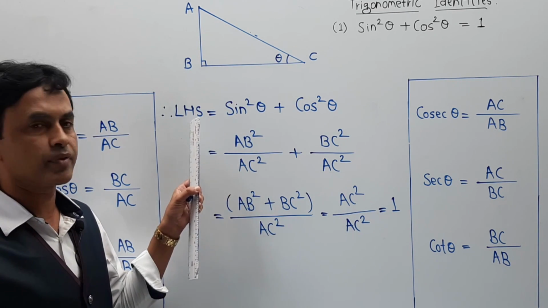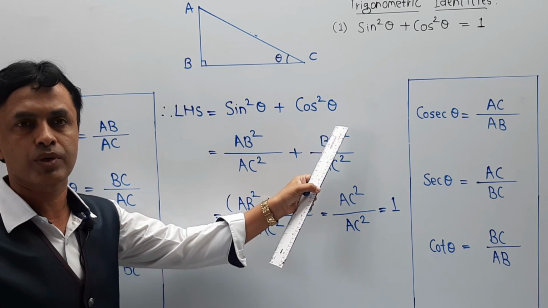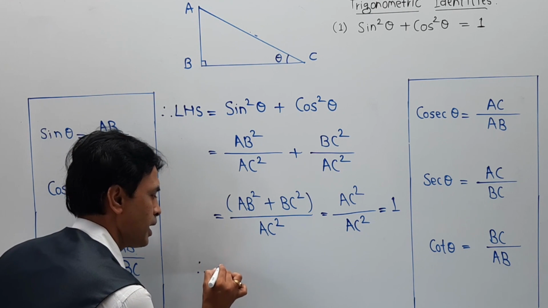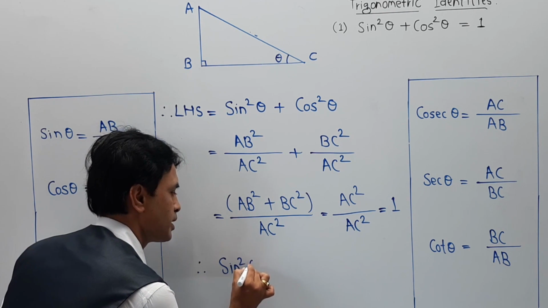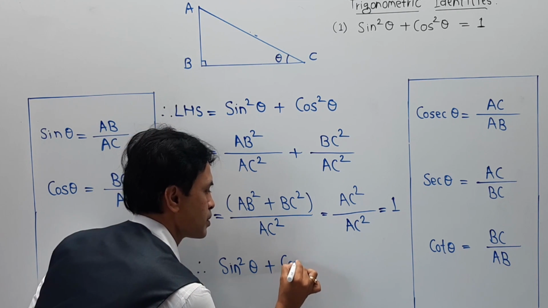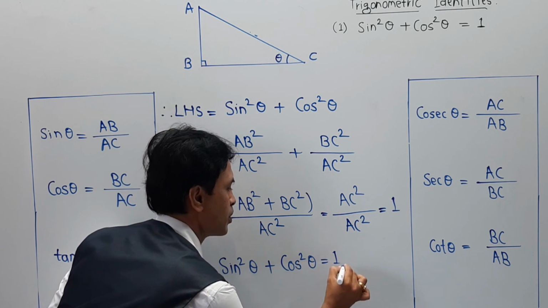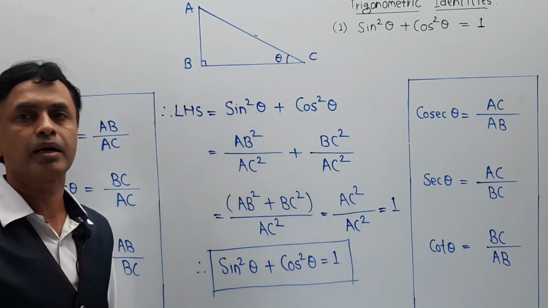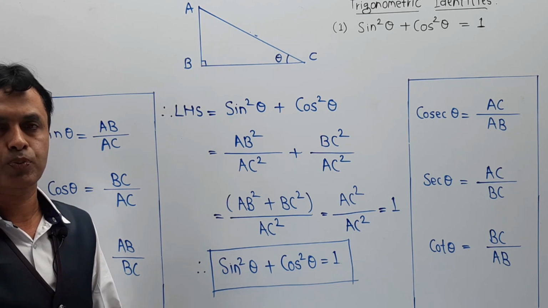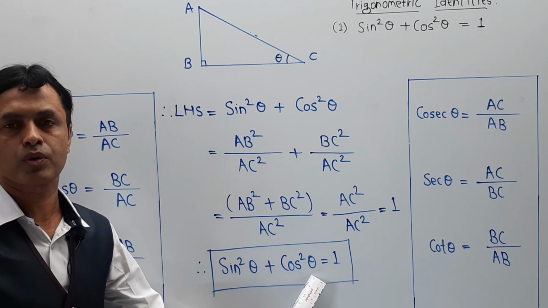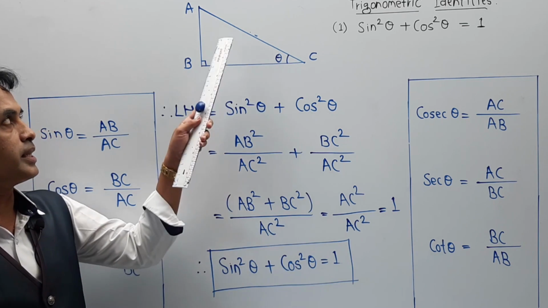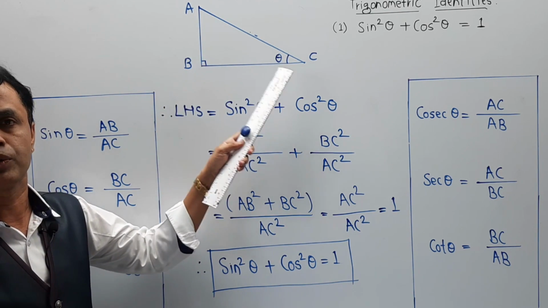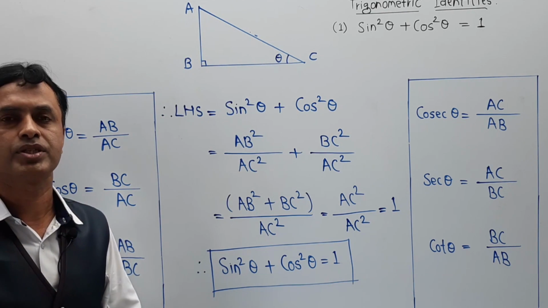So as you started from the LHS, sin square theta plus cos square theta, you are coming to the conclusion that it is 1. So in this way we write the property: sin square theta plus cos square theta is equal to 1. And this is your fundamental property, or you can say fundamental identity. So your property is proved. In this case, I have taken a triangle ABC. You can also cross check for triangle PQR, LMN, or any triangle from your book.